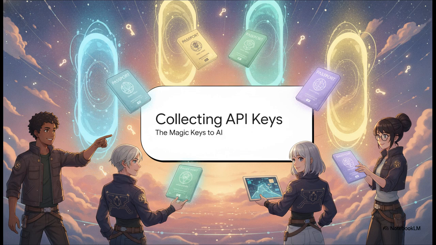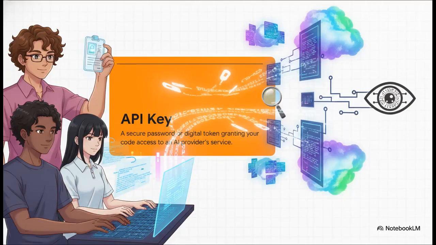Which brings us to section 3, collecting your API keys. These are essentially the magic keys to AI. Okay, so before we go collecting them, we need to know what they actually are. An API key technically stands for Application Programming Interface Key. But honestly, in simple terms, just think of it as a super secure password or a digital ID badge. When your code reaches out to an AI provider like OpenAI or Google, this long string of letters and numbers proves that you are who you say you are, and it grants your code permission to use their AI models.